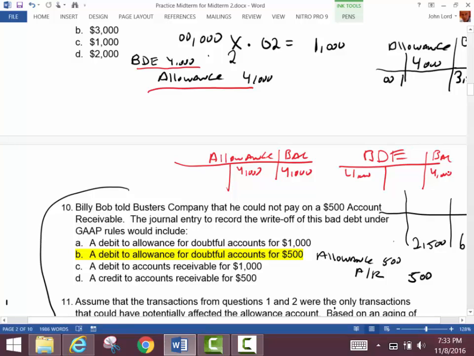Okay, then we say that Billy Bob said that they could not pay $500 on this account receivable. And so if we can't pay, we do what? We debit the allowance for $500 and we credit the accounts receivable for the amount that can't be collected, right? And so when we debit, the allowance now has how much in there? 3,500 sitting there, right? Okay, good. So we would debit the allowance for the 500. There's that debit right there to the allowance.